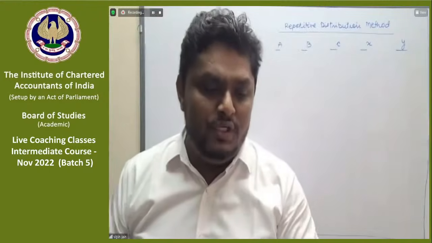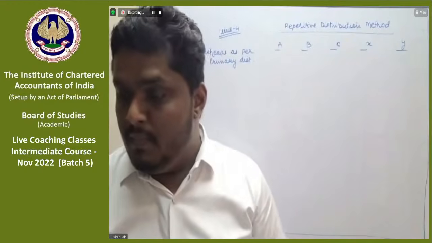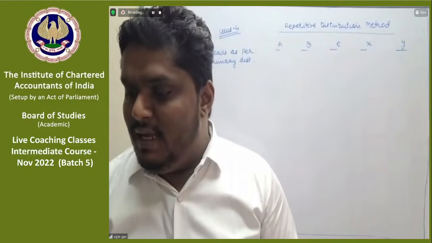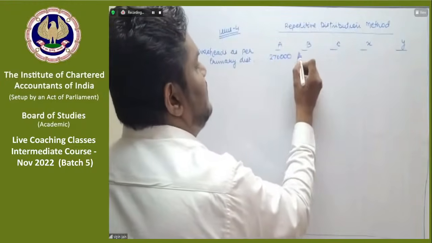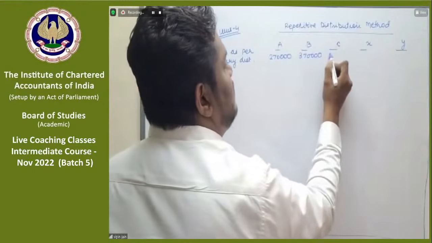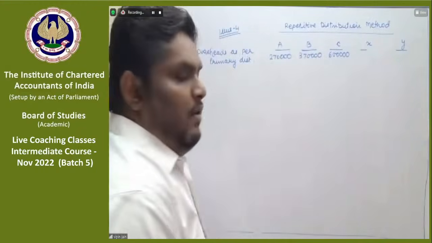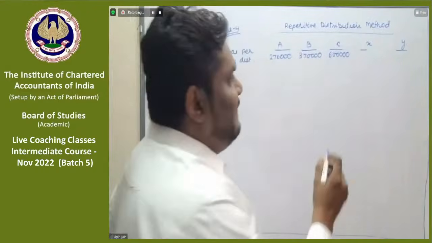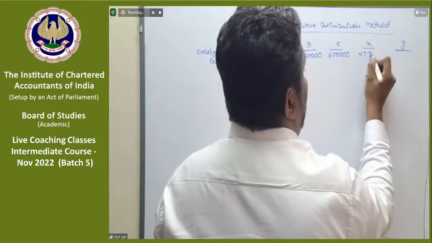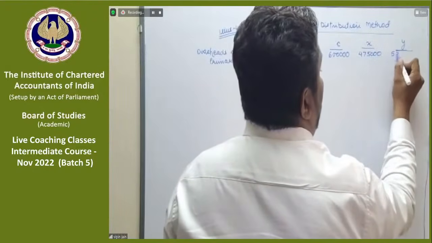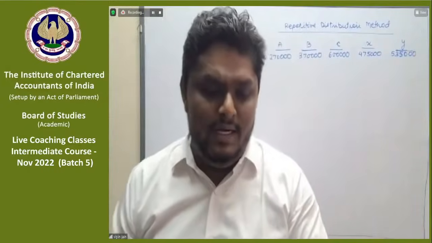As far as primary distribution, I have already calculated this part. So now the final answers are there with us, that is 2,70,000, 3,70,000, 6 lakh for C. For X and Y, this is 4,75,000 and 5,35,000. These are the figures we have already calculated in illustration number 4.